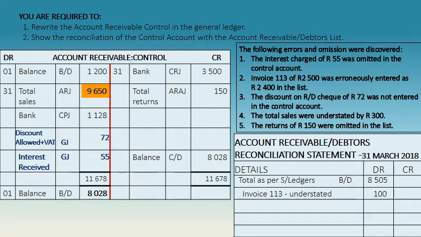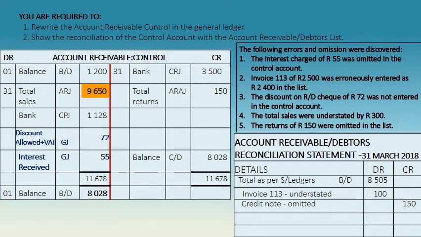The returns of 150 were omitted in the list. The error was committed in the subsidiary ledgers. Therefore, the correction will be done on the reconciliation statement. Returns will be reflected as credit note, omitted. On the credit side, 150.